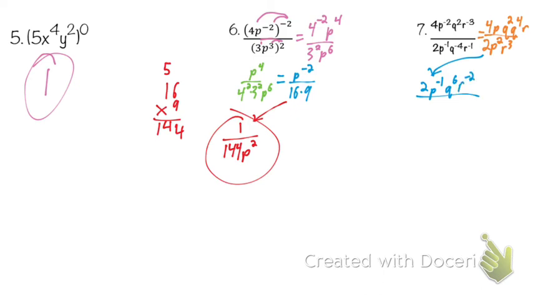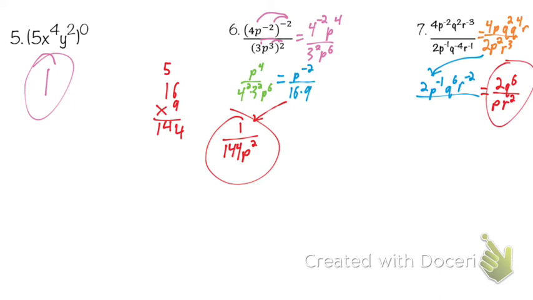And where's that going to end up at? Bottom. We know that. So now we just have to move things around, right? So what's staying, what's moving? Okay, the P to the negative first is moving to the bottom. And the R is moving to the bottom. But the Q to the 6 and the 2 are staying put. So we end up getting 2Q to the 6 over PR squared.